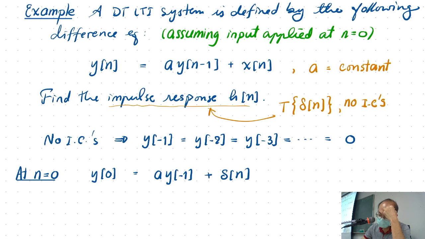But because of the 0 initial condition, y at minus 1 must be 0. So I can cross this out and give it a 0 value. And n here would be 0, okay? And we know that the unit sample at time 0 is 1. So when you add them up, you're going to get y at time 0 to be 1.